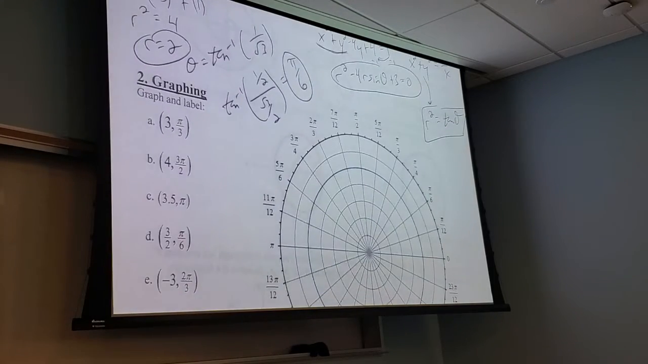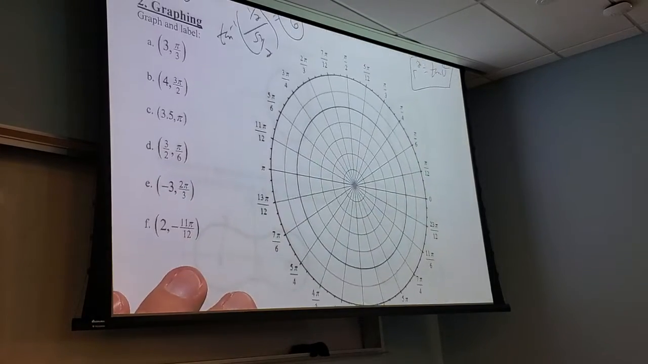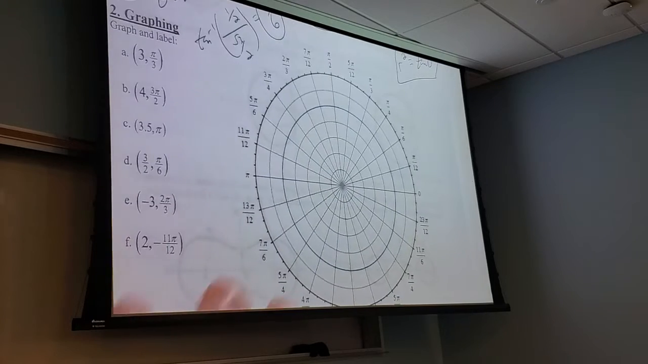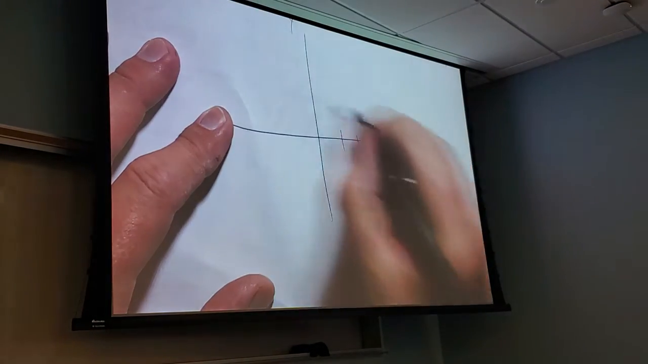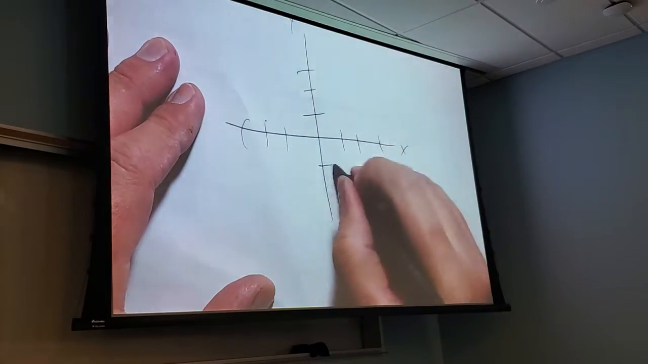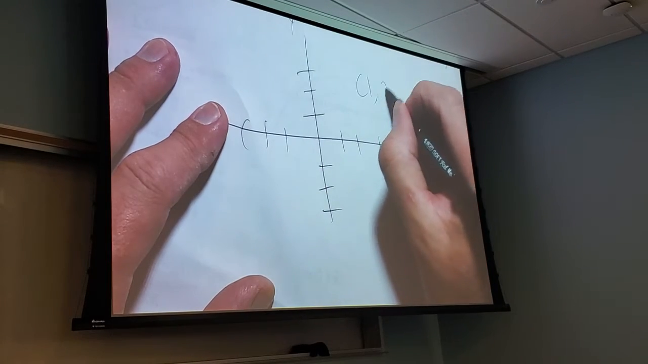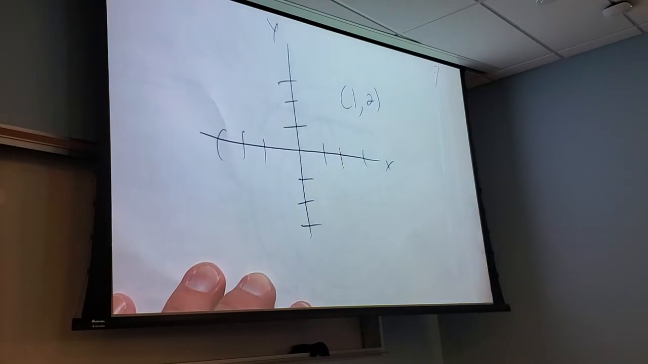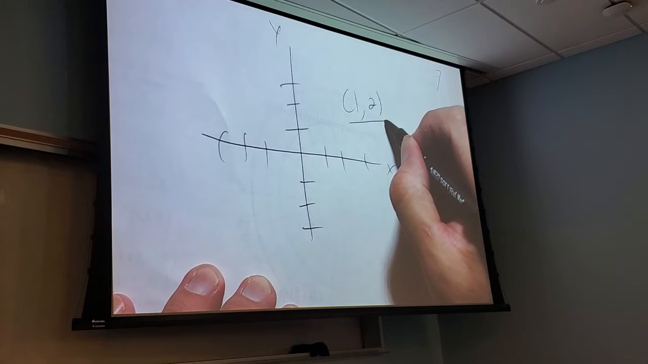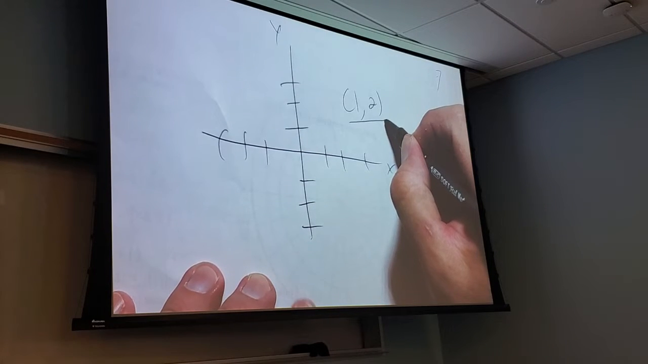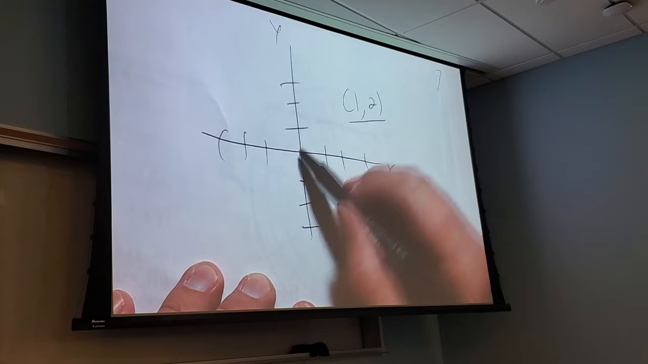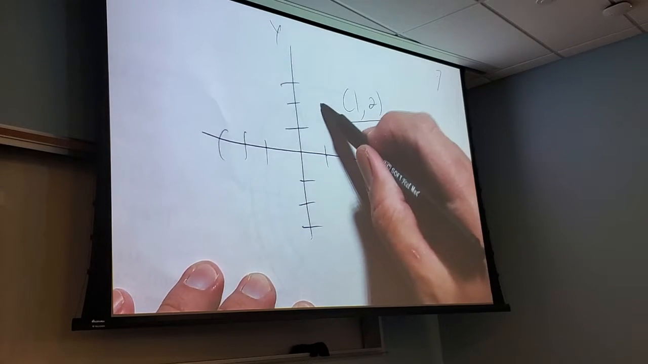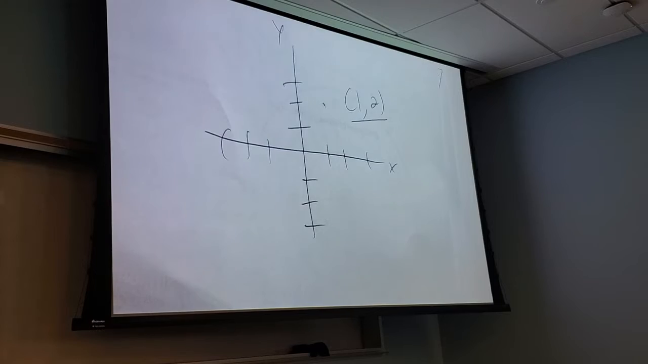Can somebody tell me what instructions part A gives me? Because, for example, if I said plot the point 1, 2, what directions does this give me? It tells me to do what? Go right 1, up 2. So it gives you directions, correct? That's what a point does.